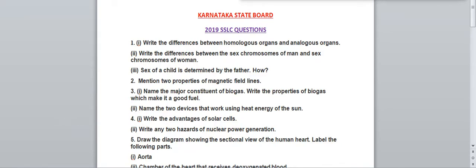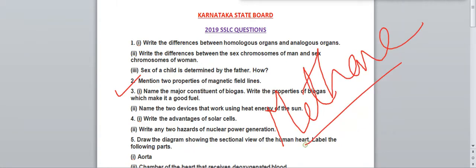The third question we have is, name the major constituent of biogas. Write the properties of biogas which make it a good fuel. So you know what is the name of the major constituent of biogas? Yes, it is methane. Methane is the gas which is present in the highest amount in your biogas.